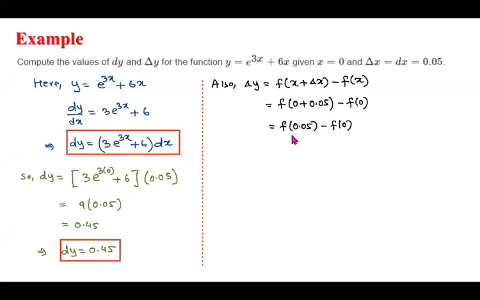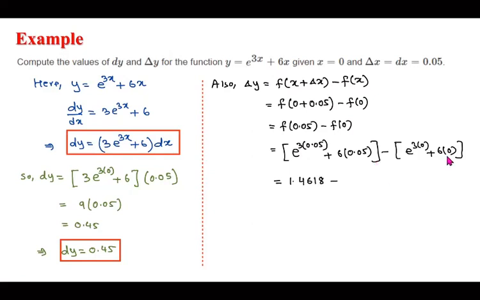And then f of 0.05 means you plug in 0.05 into this function, which is e raised to 3 times 0.05 plus 6 times 0.05. And then minus f of 0 means you plug in 0 into that function. So it becomes e to the 3 times 0 plus 6 times 0, which is equal to, you can simplify this using a calculator. You should get 1.4618, then minus, this is 0 and this one is e to the 0, that's a 1, minus 1.